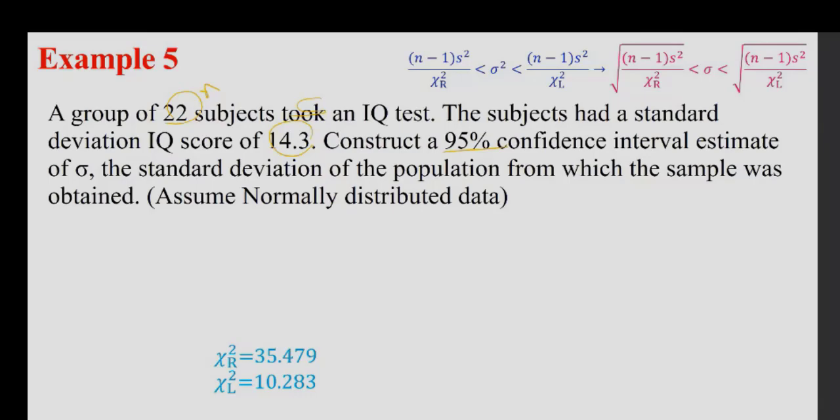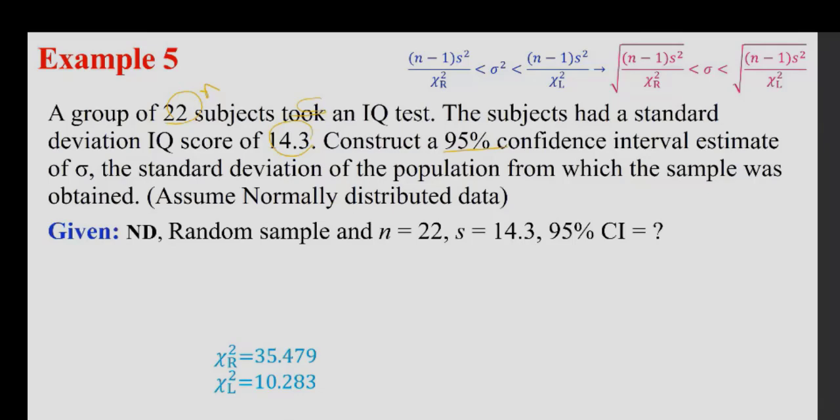So what is given? We are dealing with normal distribution, ND for short. We have a random sample. n is 22, s is 14.3. We want a 95% confidence interval, which means degrees of freedom is 21. We want chi-squared of the right and left.